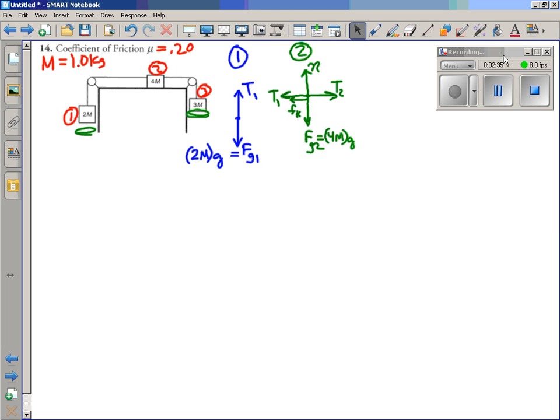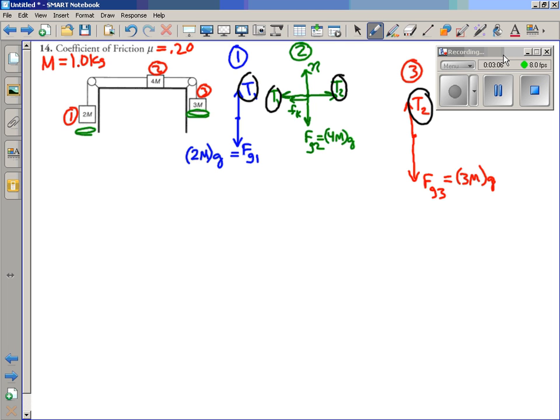And for object 3, we have the following 2 forces. We have the force of gravity for object 3, which equals mass, which is 3m times g. And we also have tension 2 acting up. So once again, these two tensions are the Newton's third law force pairs with one another, and these two tensions are also Newton's third law force pairs.